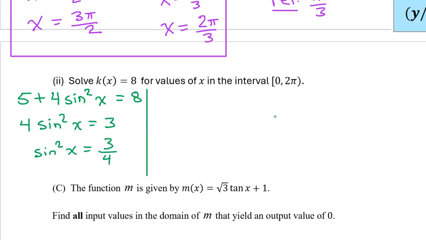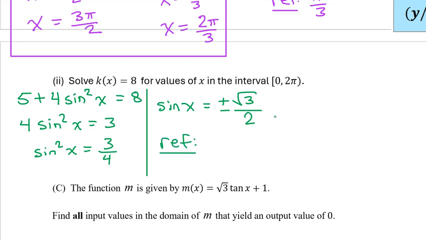Taking the square root of both sides, we get sine x is equal to, when you take the square root of a fraction, you take the square root of the numerator and the denominator separately. The square root of 3 can't be simplified, so that's just rad 3. But the square root of 4 is 2. And don't forget, the solutions can be positive or negative whenever you take the square root of both sides of an equation.